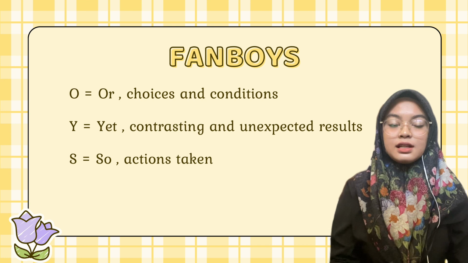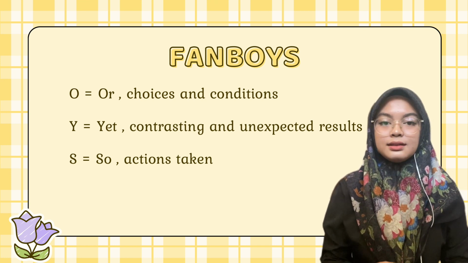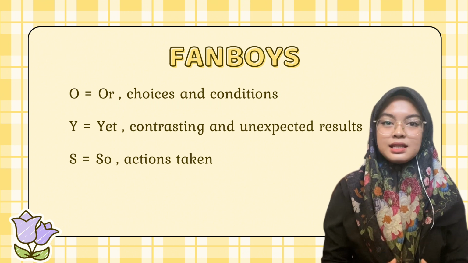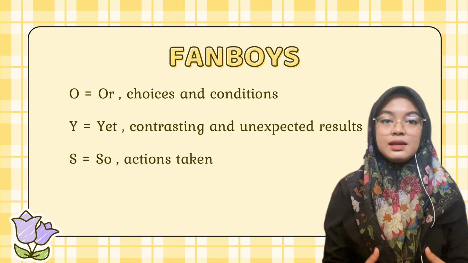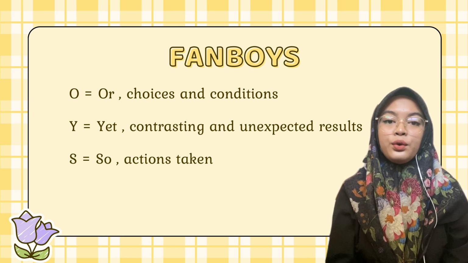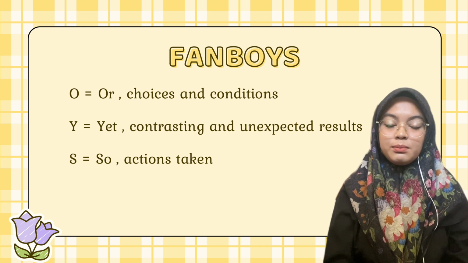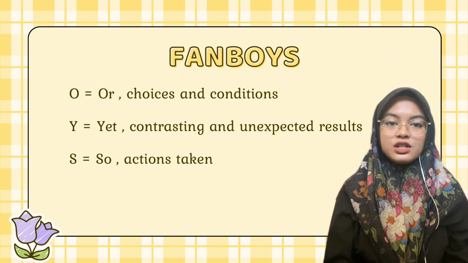Next is "or". This lists options that are available to choose from. Next, we also have "yet". This is another way of showing contrast. It is similar to "but". Last but not least, "so". We use this for giving a reason behind an action or a consequence for an action.